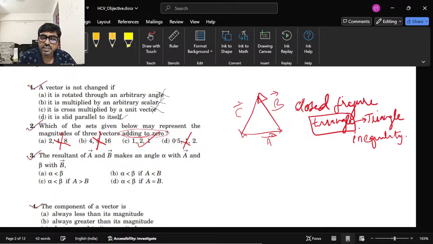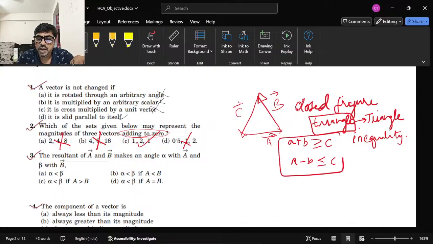So what is the condition? Let's say you have three sides there, A, B and C. A plus B must be more than or equal to C. A minus B must be less than or equal to C. This is the triangle inequality. You can check it and you will get the answer. So we have option C correct.